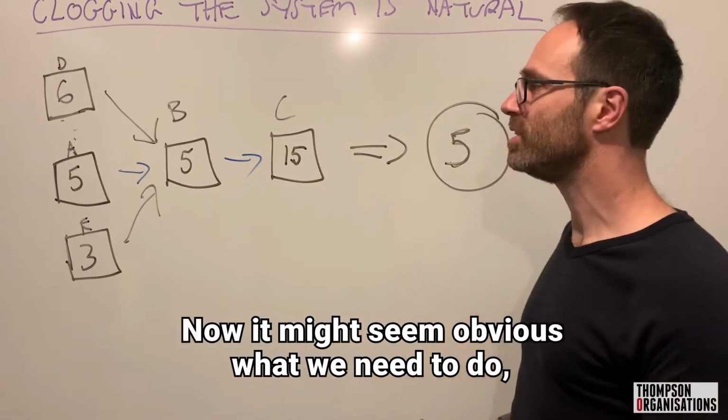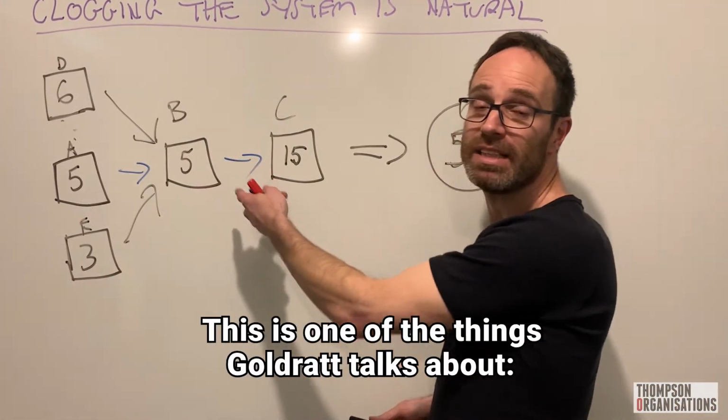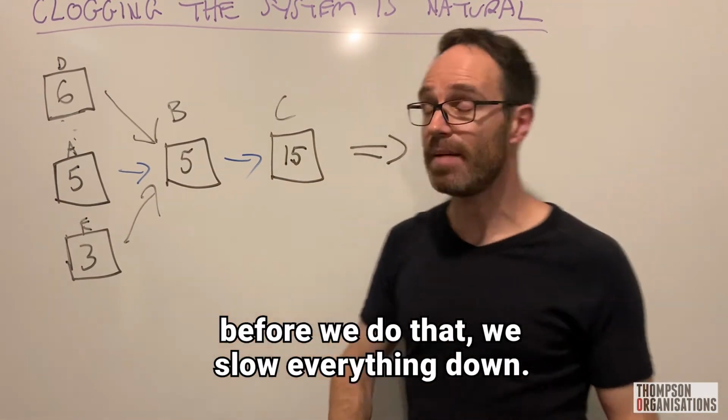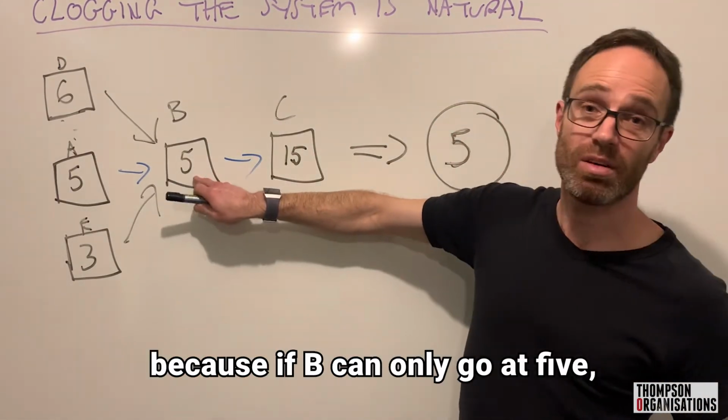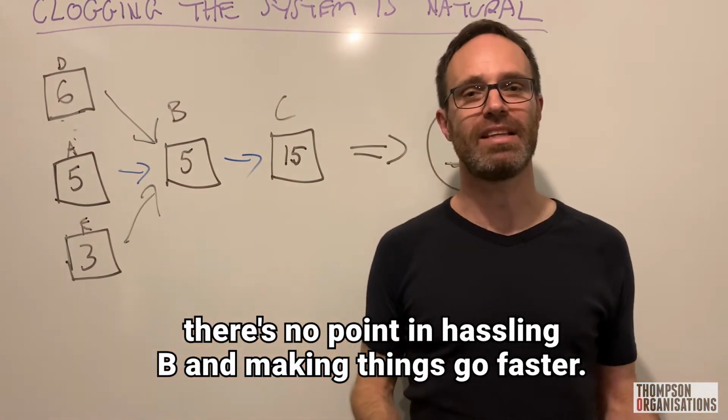Now it might seem obvious what we need to do. We need to increase the capacity of B. This is one of the things Goldratt talks about. Before we do that, we slow everything down, because if B can only go at 5, there's no point in hassling B and making things go faster.